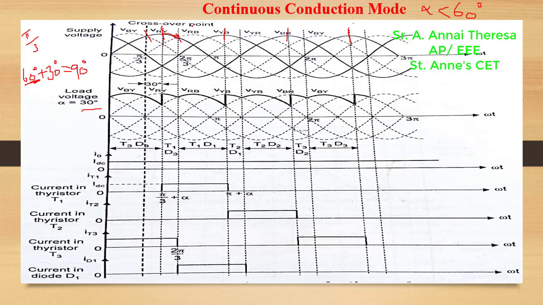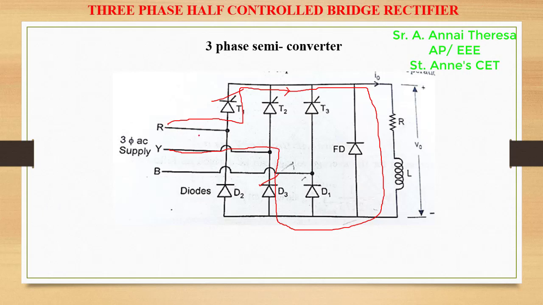Then at this point, VRB is maximum, meaning between R and B. R is connected with T1, which was already conducting, and now B is connected with D1. So the current which was flowing through diode D3 will be passed to D1. The current path will be from R through T1, the load, then D1 and then B.